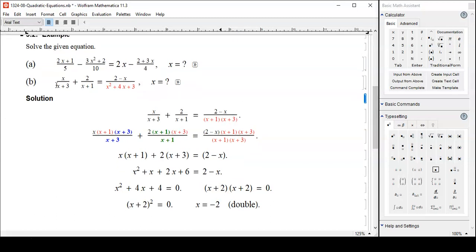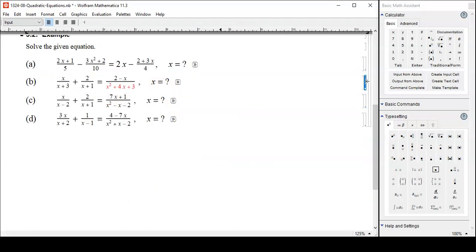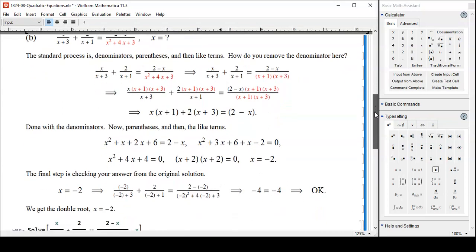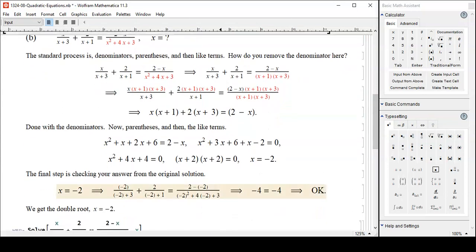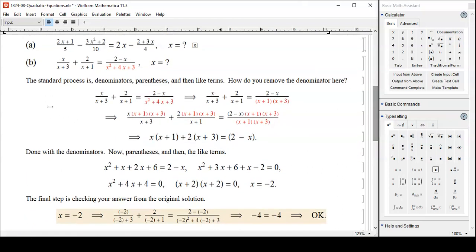What if I plug in x equal to -2 and check? It'll turn out to be okay in the end. Yeah. If I plug in x equal to -2 into the original equation and check, it'll turn out to be okay. -4 equals to -4.